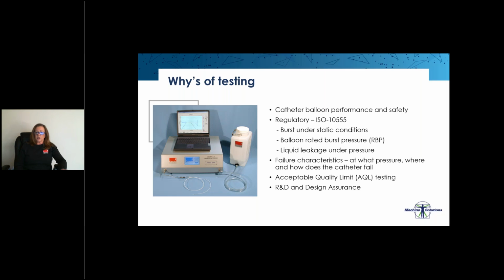Testing allows us to determine the failure characteristics of our products. It's important to know at what pressure the balloon or catheter fails and where and how the catheter fails. In a production environment, acceptable quality limit testing is required. A percentage of every batch of catheters must pass certain test criteria in order for that lot of balloons to be released to market. And we also do testing during the R&D and design assurance phases of developing our balloons and catheters.